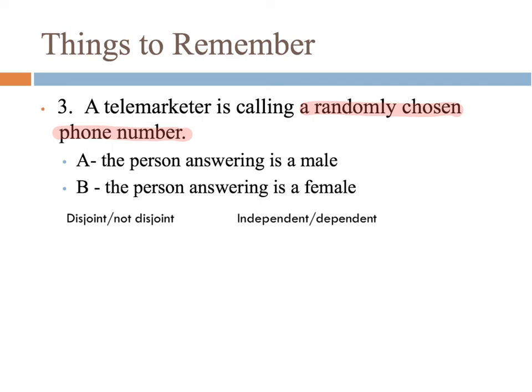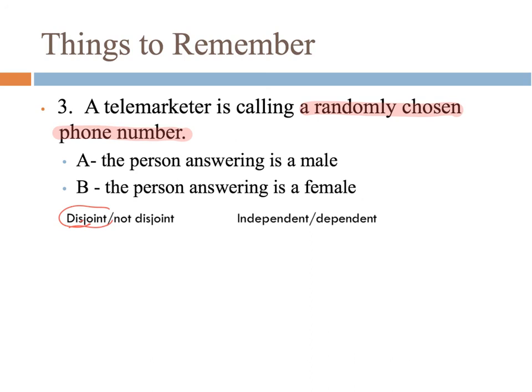Is it possible for the person answering to be male and female at the same time? Notice it says person answering. And unless you're like my parents and I call and they have me on speakerphone, this is not really possible, right? We can't have both occurring at the same time. So we would say that these two events are, they are disjoint. Sorry, not disjoint. I was circling the wrong one. Let's uncircle that. These are disjoint. They cannot happen at the same time.